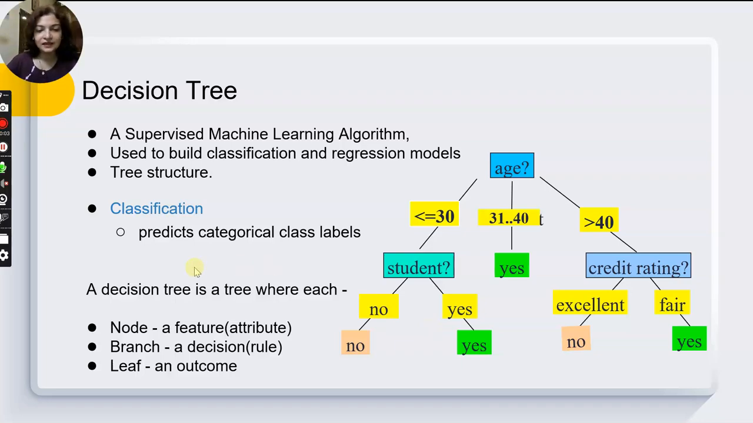What are decision trees? Decision tree is a supervised machine learning algorithm used to build classification and regression models. It is in the form of a tree structure. Now, what do you mean by classification? Classification means it predicts class labels. Now, this is an example of a decision tree wherein the nodes are the attributes or the features, its branches are the values of that particular attribute, and at the leaf you have outcomes.